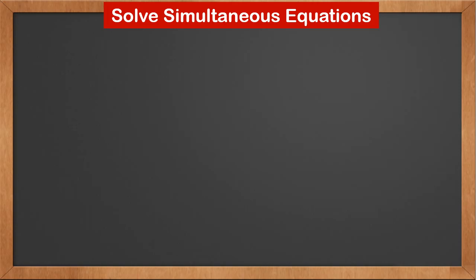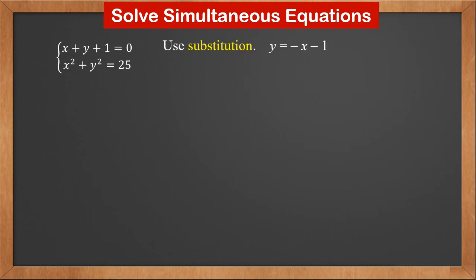In this class, we'll learn how to solve simultaneous equations with one linear and one quadratic equation. x plus y plus 1 is 0. x squared plus y squared is 25. We use substitution from the linear equation. We know y is minus x minus 1. Let's substitute it in the quadratic equation.